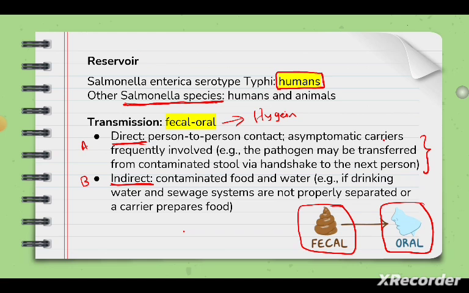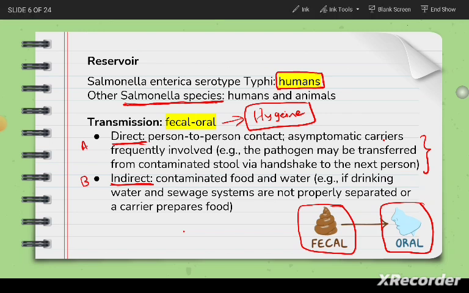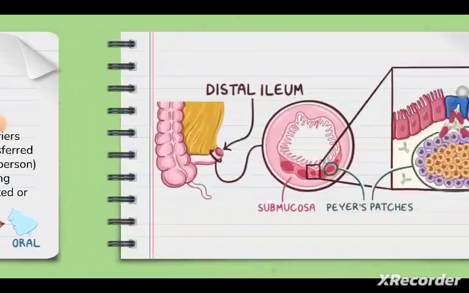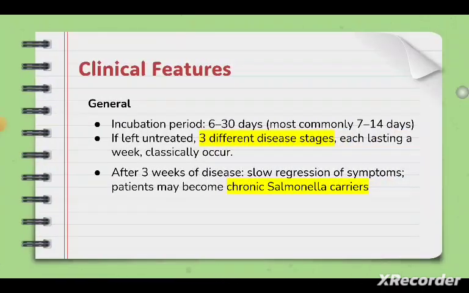The other point is indirect, in which contaminated food and water, such as drinking water and sewage system, are not properly separated, or a carrier prepares food. This is important because this highlights the importance of hygiene in preventing typhoid fever. So if we come to the next slide, the clinical features of the disease.